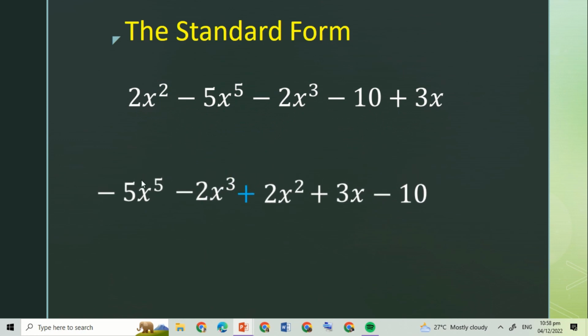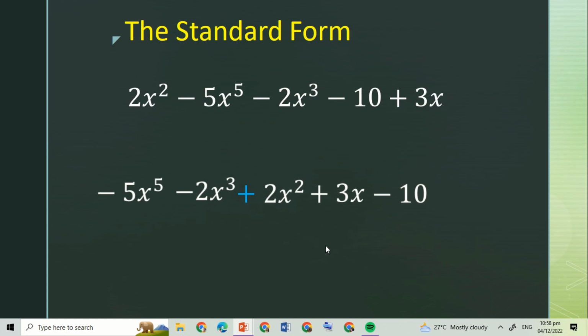So the standard form is negative 5x raised to the fifth power minus 2x cubed plus 2x squared plus 3x minus 10. And again, remember, if in the given, let's say 2x raised to the second power, it has no sign, so understood you must put a plus sign to separate it from the other term.